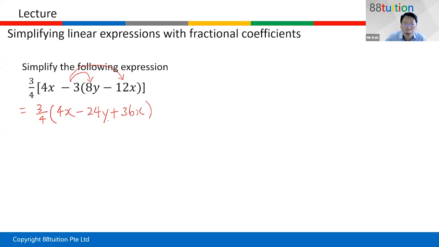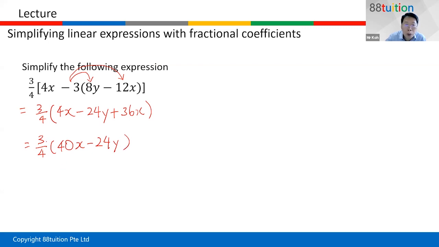Now, what are the like terms inside here? The like terms will be 4x and 36x. So what is 4x plus 36x? So you get 40x minus 24y.